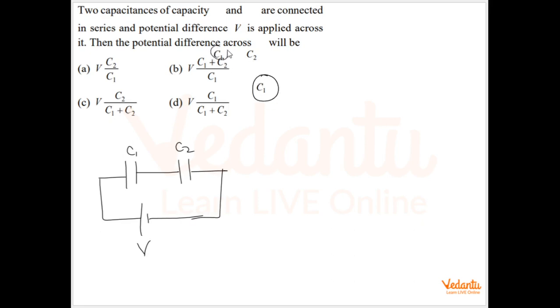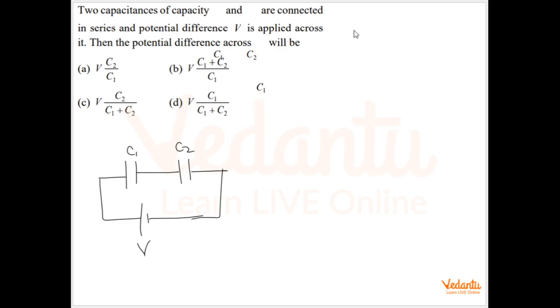Beta, the letters are displaced a little bit. C1 will be here, C2 will be here, and this C1 will be here. Okay, letters are displaced a little bit, misprint is there, but we have to calculate the potential difference across C1. So how do we calculate this, my dear bacha log?